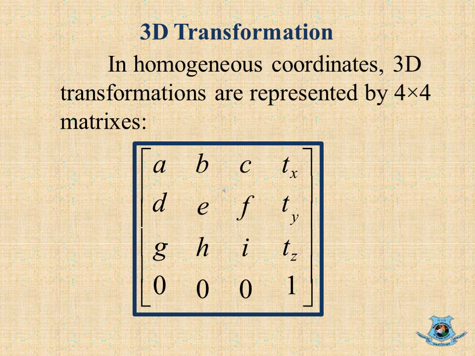The first MCQ type question is: the types of parallel projections are option A, orthographic projections and quadric projections; option B, orthographic projections and oblique projections; option C, oblique projections and quadric projections; option D, none of these. And the answer is option B, orthographic projections and oblique projections.